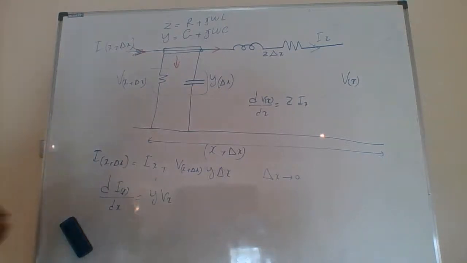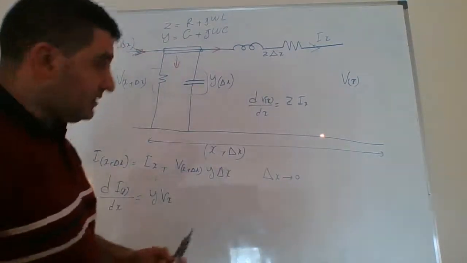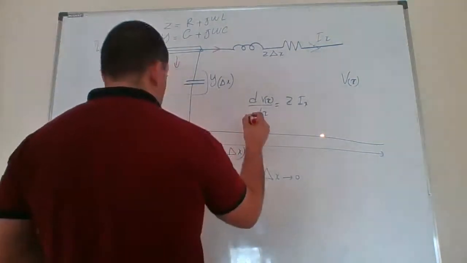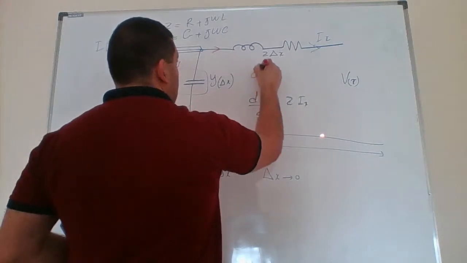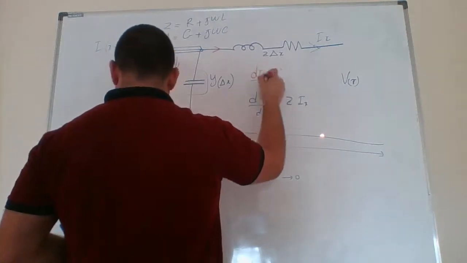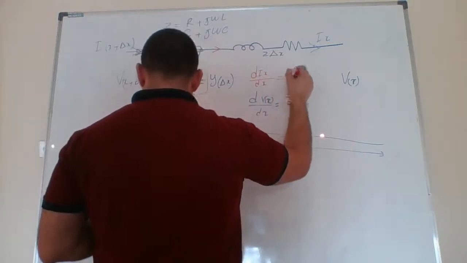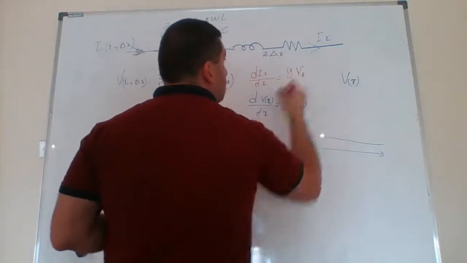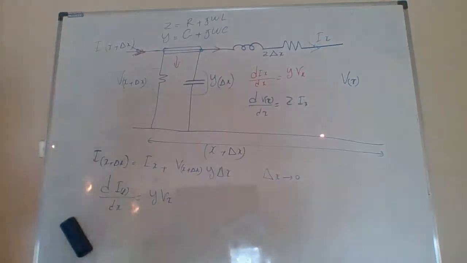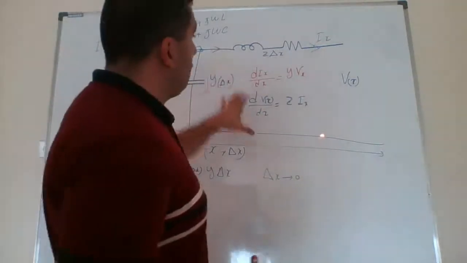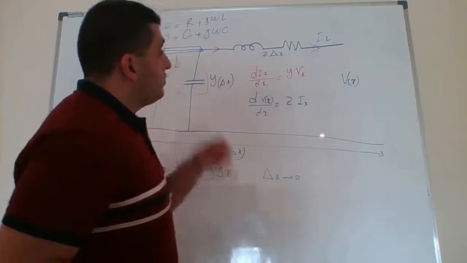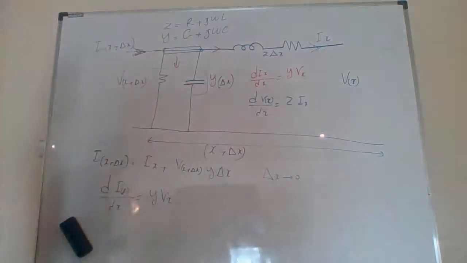Now, let me write this in here. I will have dIx over dx is equal to Y Vx. What do I have? I have two first order equations, two first order differential equations with two unknowns.